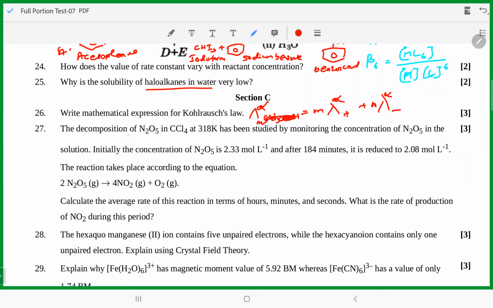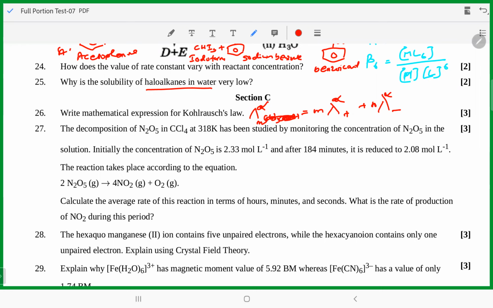The decomposition of N2O5 in CCl4 at 318 Kelvin has been studied by monitoring the concentration of N2O5 in the solution. Initially it was 2.33. After 184 minutes it reduced to 2.08. The reaction takes place according to the equation. Calculate the average rate in terms of hour, minute and second. What is the rate of production of NO2 gas during this period? So how will you calculate the rate?